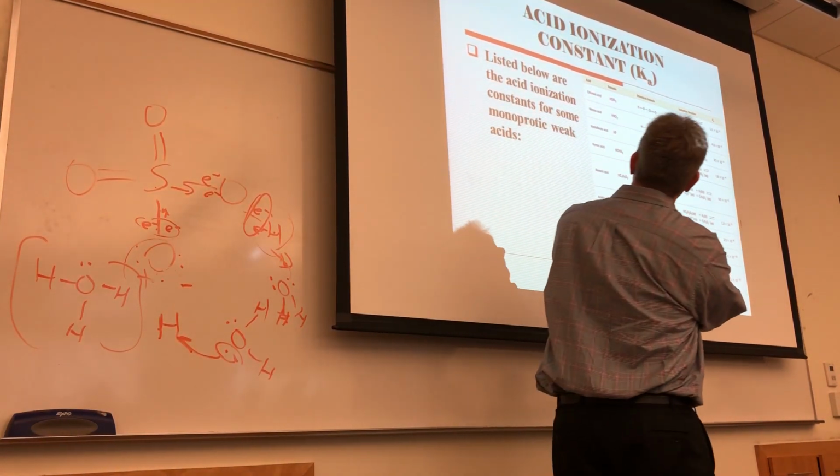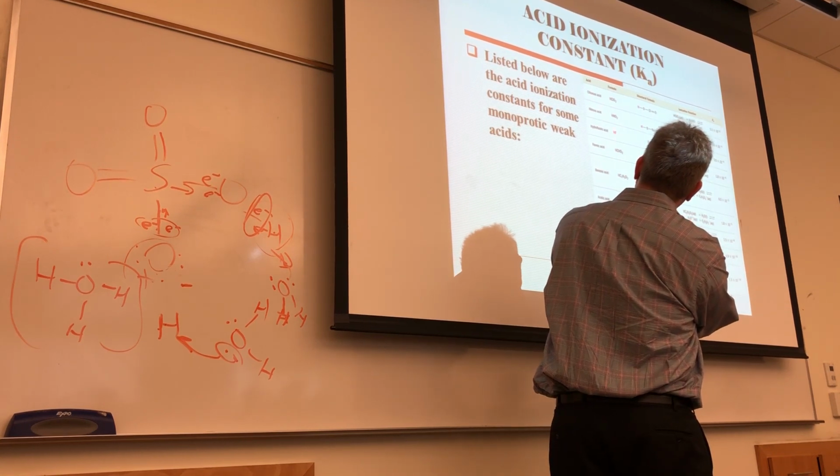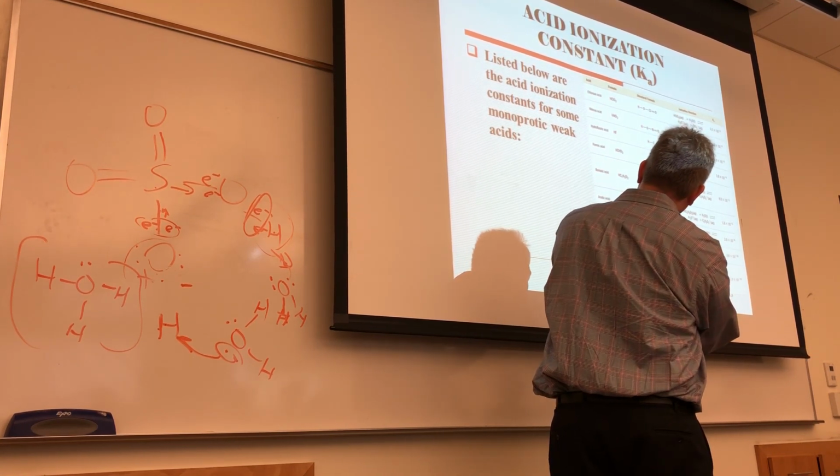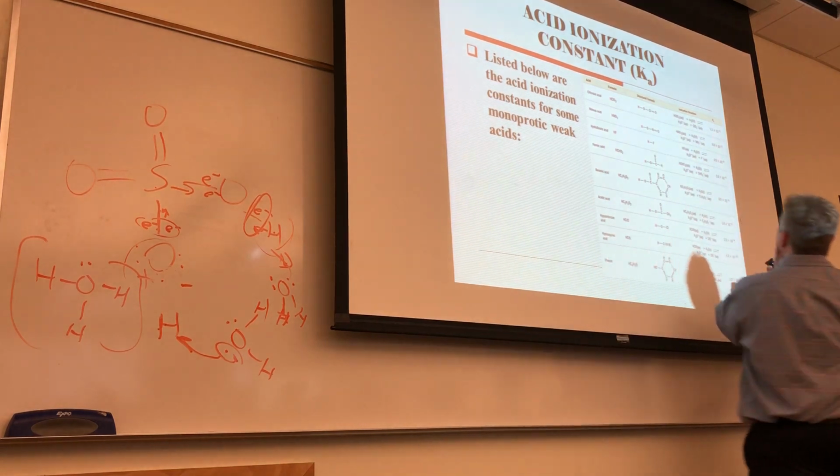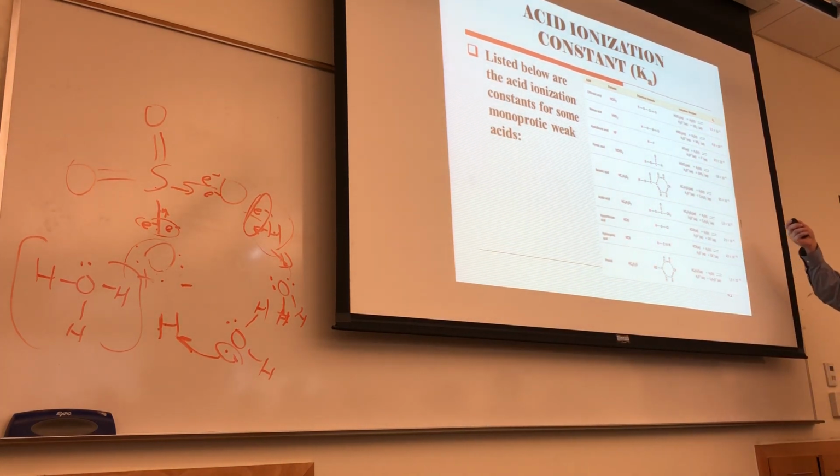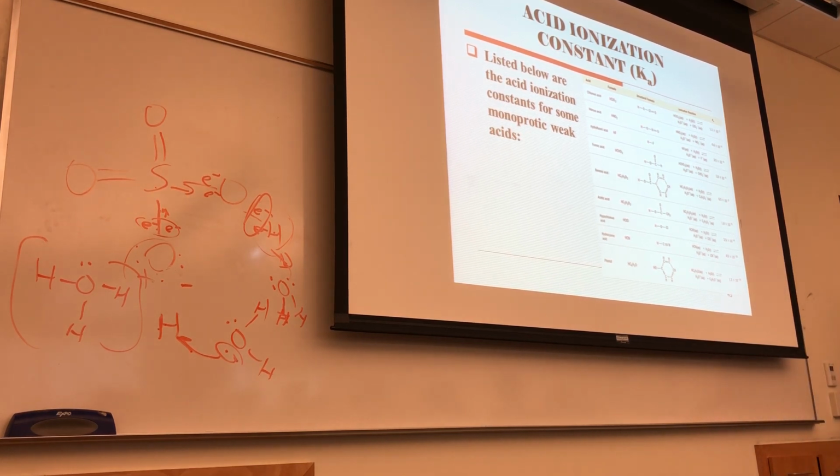So you have chlorous acid, down to hydrofluoric acid, benzoic acid, acetic acid, phenol. You come through here, here's your Ka. This is 1.1 times 10 to the minus 2. This is 6.5 times 10 to the minus 5. Which one has greater ionization? The 1.1 times 10 to the minus 2 or the 6.5 times 10 to the minus 5? This one has the greatest Ka, which means it ionizes more, the greatest ionization.